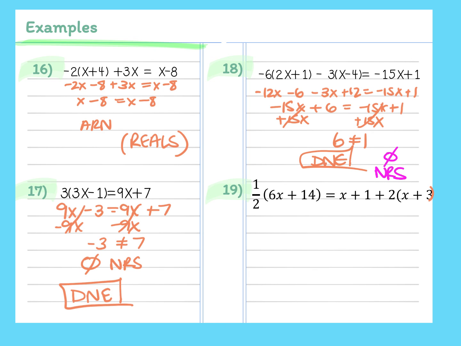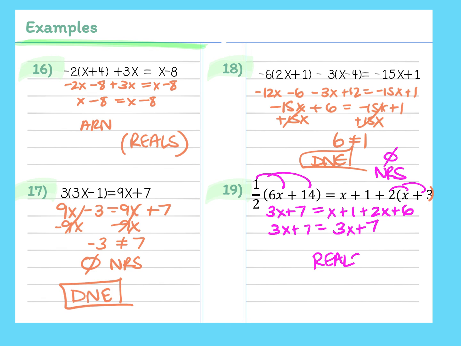Then for 19, one part of you would want to get rid of the fraction, and you can multiply everything by 2 to get rid of it. But there are scenarios in which it doesn't really hurt to just distribute the fraction, and that's when that number goes into both of the terms inside the parentheses, which is this case, right? Both 6x and 14 are even. So if I just distribute this 1/2, I'd get 3x plus 7 equals x plus 1 plus, distribute this, 2x plus 6. So it's not so bad to deal with the fraction this time. 3x plus 7 would equal 3x plus 7. And again, it's all real numbers or reals for WebAssign.